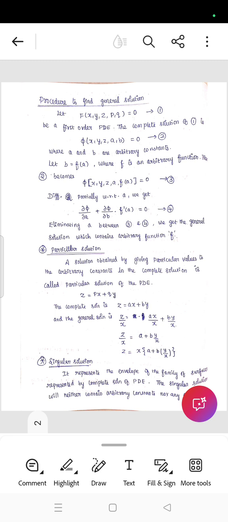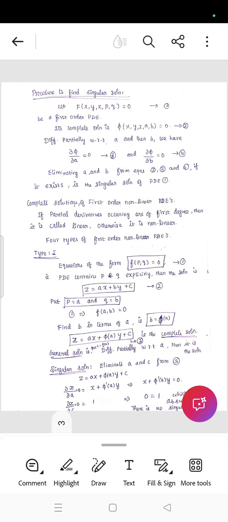So in the last lecture we have seen a problem of type 1, that is f of p comma q equal to 0, where p is ∂z/∂x and q is ∂z/∂y. The problem will be in the form of p, q structure, that is f(p, q) = 0. Then we saw how to find the general solution, complete solution and singular solution.